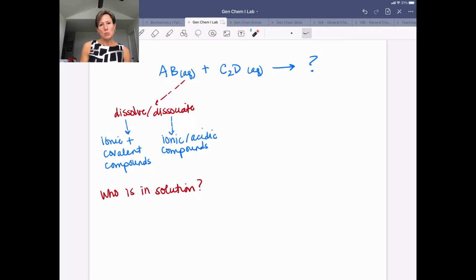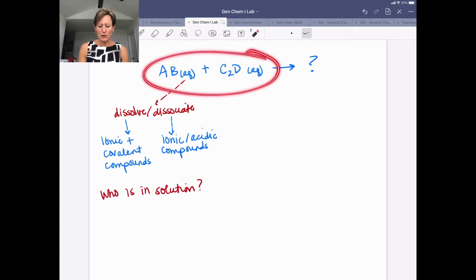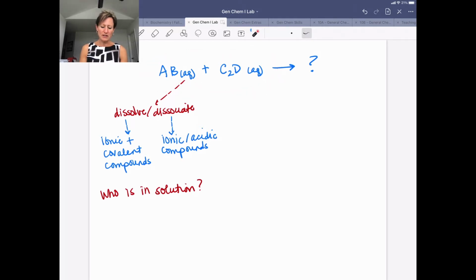But one of the things that it's important to note is the solutions that we start with, by having this AQ term here, indicates that these solutions have components in them that have not only dissolved, but have dissociated if they are ionic salts. So let's break that apart a little bit further here. If something dissolves, it means it's surrounded by water and we don't see it in solution anymore. Both ionic and covalent compounds can dissolve.